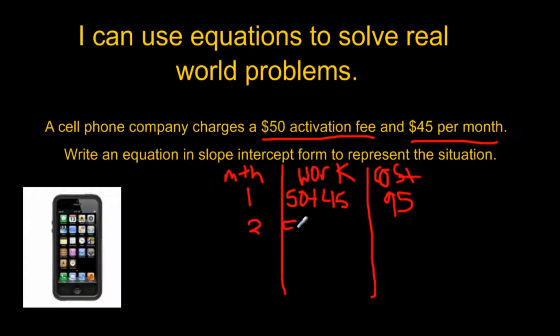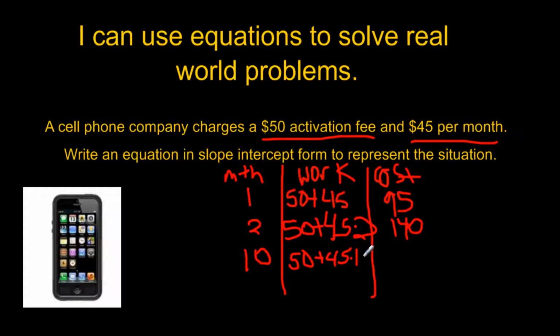If I had it for 2 months, I'm going to have my $50 I have to pay plus my 45, but I'm going to have to do 45 again, so I could say times 2. If I do that, this is going to give me 90 plus my 50, 140 bucks. I could even jump ahead and say, what if I had it for 10 months? If I had it for 10 months, I have my $50 activation fee plus my 45 times my 10. 45 times 10 is going to give me 450 plus another 50, 500 bucks.